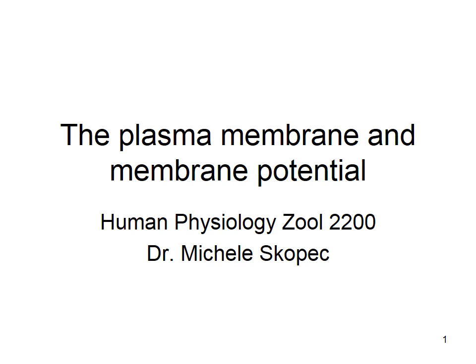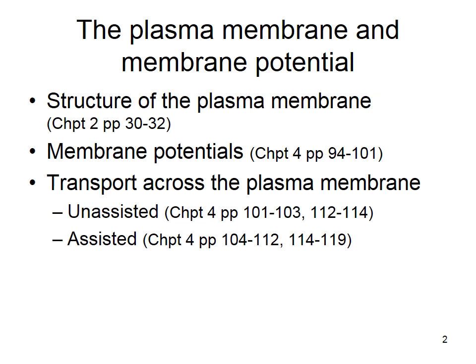Okay, so this will be the last lecture on exam 1, right? It's plasma membrane and membrane potential, the last bit of information that we're going to cover for exam 1. So what we're going to do is talk about the structure of the plasma membrane. We talked about it very briefly when we talked about cells. We're going to talk about it in way more detail today.